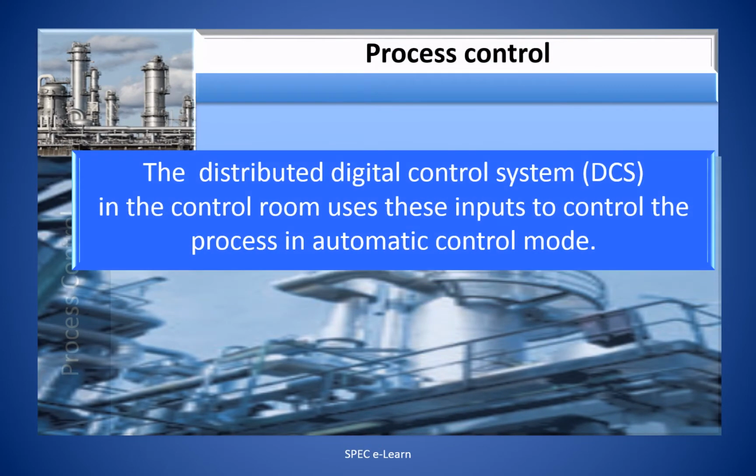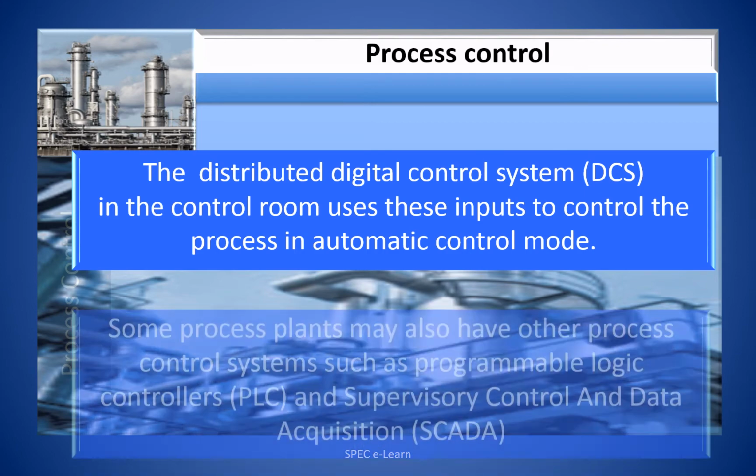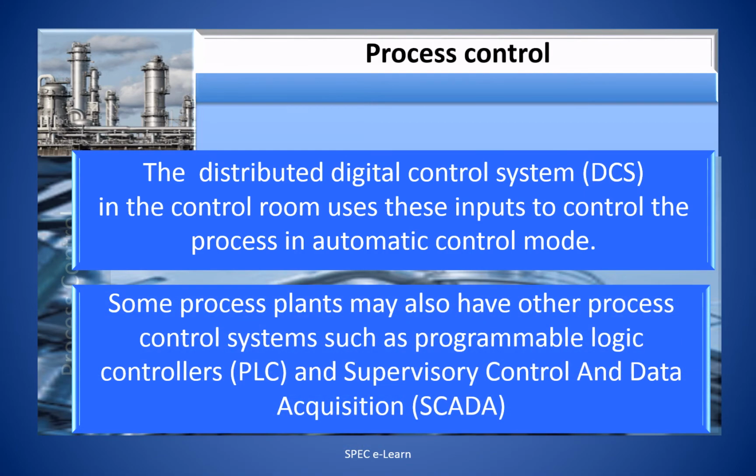The distributed digital control system DCS in the control room uses these inputs to control the process in automatic control mode. Some process plants may also have other process control systems such as programmable logic controllers PLC and supervisory control and data acquisition system SCADA.